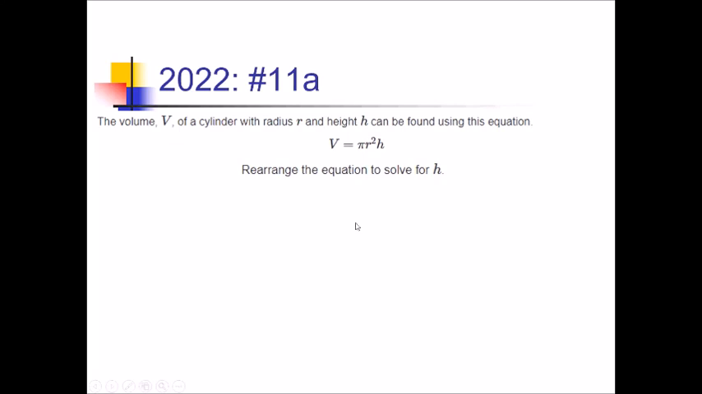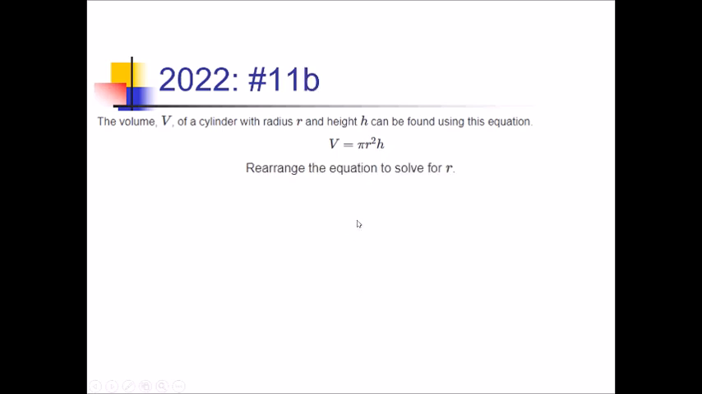For this problem, we're going to use this volume formula for a cylinder for a couple problems. First problem, they want us to rearrange this equation to solve for h. Well, to get h by itself, since it's being multiplied by pi and r squared, we're just going to divide by pi and divide by r squared. So then we'll just have to write h equals v over pi r squared, that whole thing in the denominator.